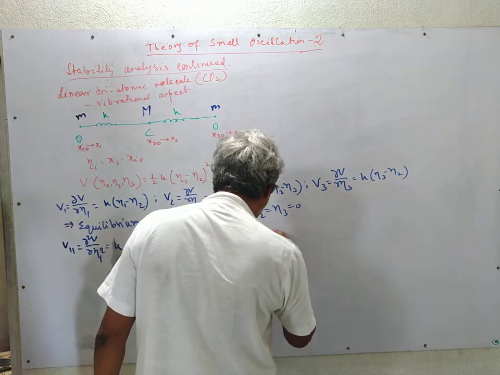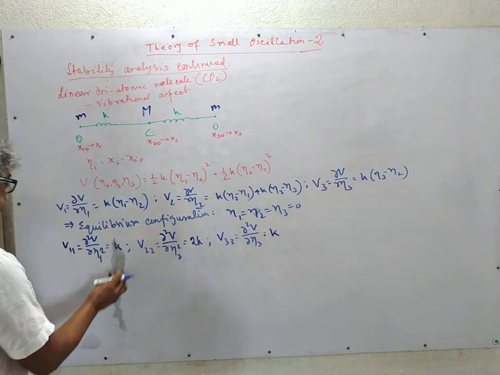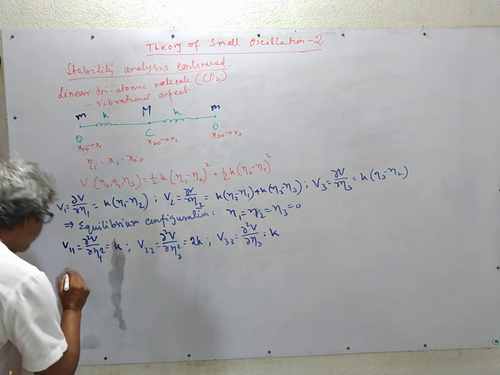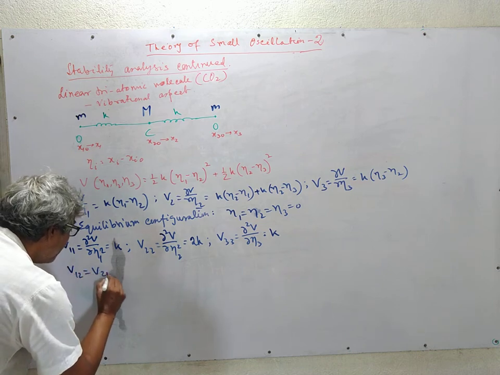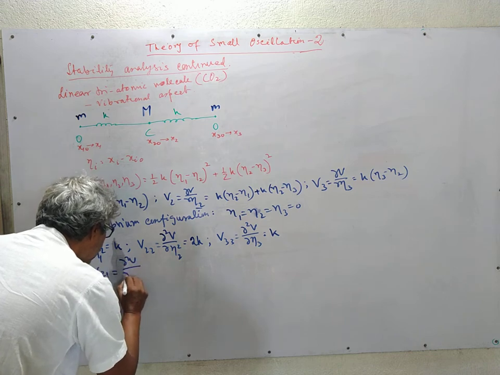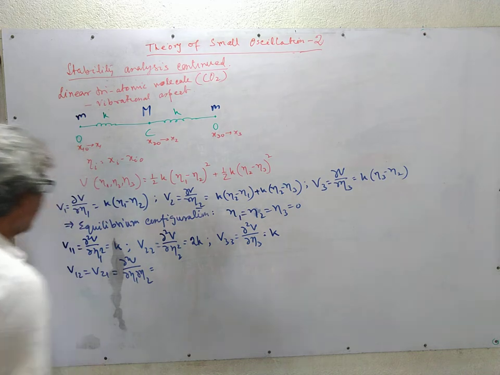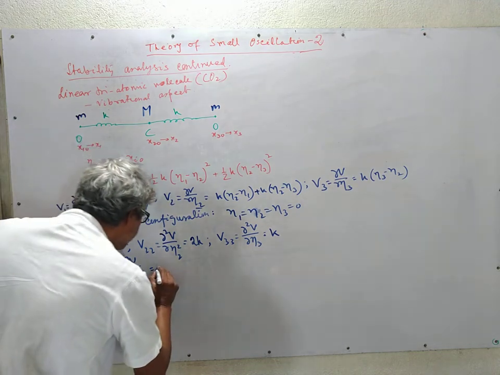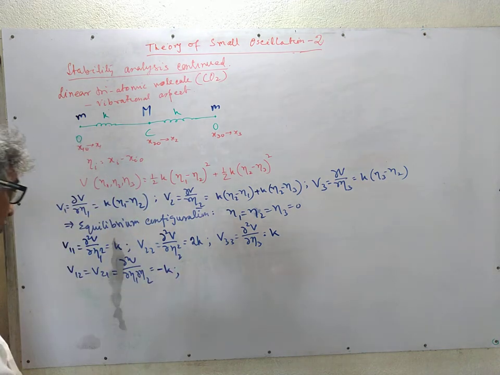This is K. Now, the cross elements, these are the off-diagonal elements of the matrix. V12 is equal to V21 is equal to ∂²V/∂η1∂η2. So we can differentiate this with respect to η2 and we get minus K.